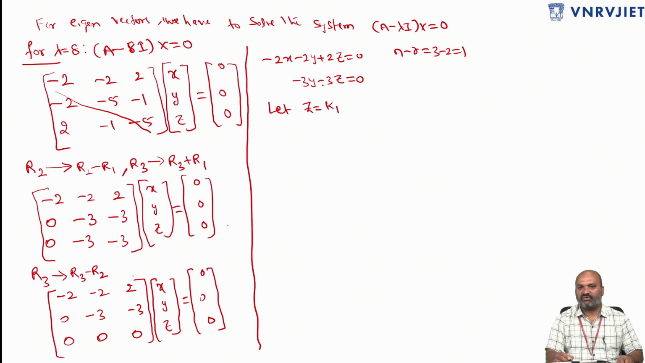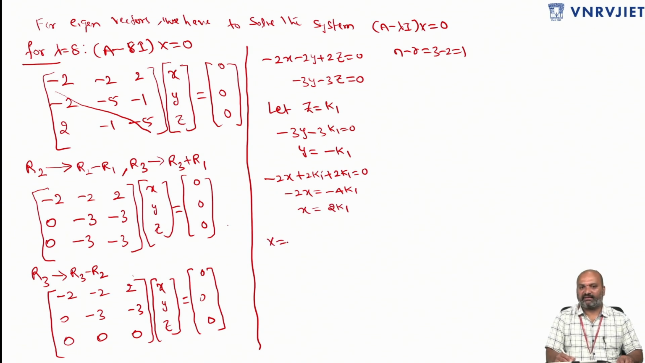If z equals k1, substitute in the second equation. What are we going to get? Minus 3y minus 3k1 equals 0. If you simplify, y equals minus k1. Is that correct? Minus 3y equals plus 3k1, so 3 gets cancelled, y equals minus k1. Substitute y and z both in the first equation. It is minus 2x plus 2k1 plus 2k1 equals 0. That means minus 2x equals minus 4k1. Therefore x equals 2k1.